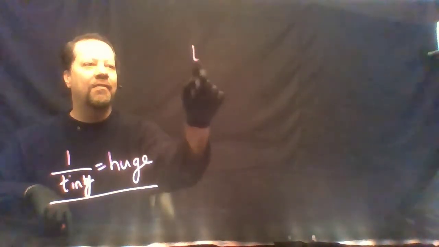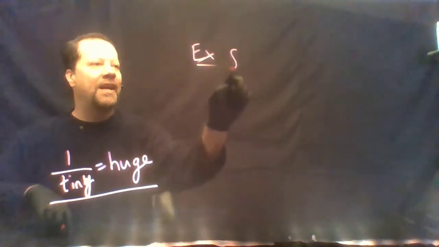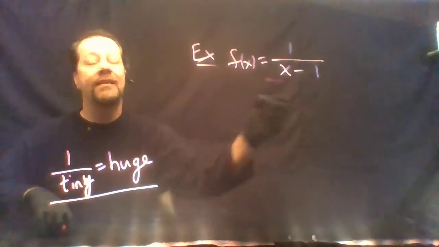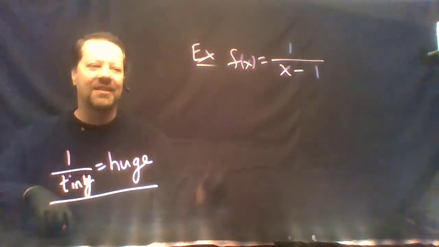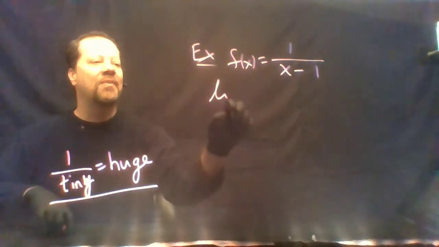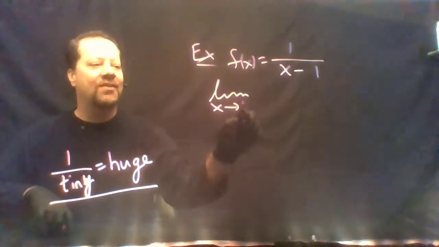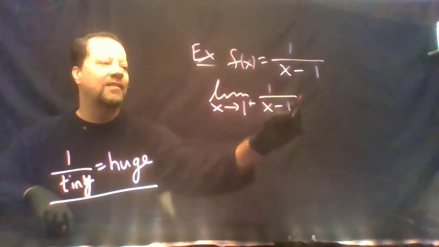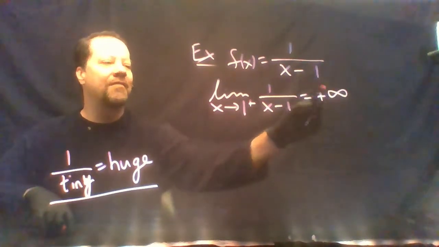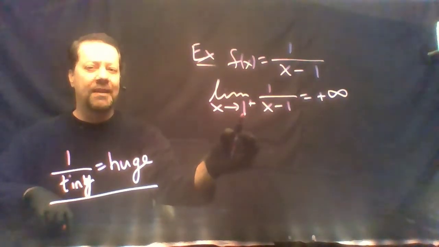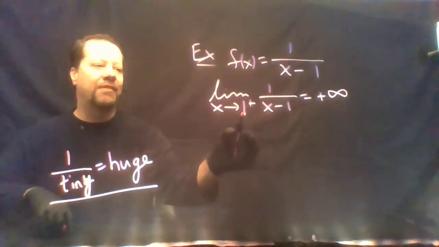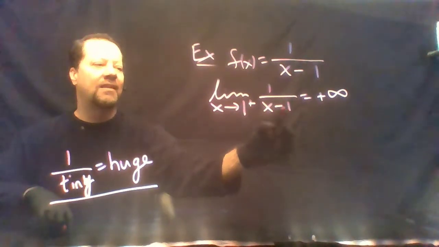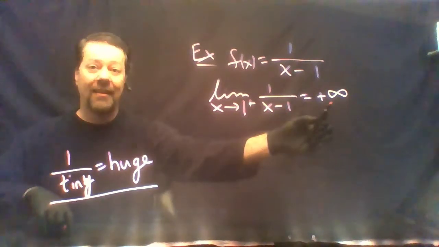So, for example, if we have f of x equals 1 over x minus 1, this is just a horizontal translation of 1 over x. If we take the limit as x goes to 1 from the right, we will get plus infinity. If you plug in numbers that are just a tad above 1, 1 plus tiny, and subtract 1, you'll get 1 over tiny. That's huge.